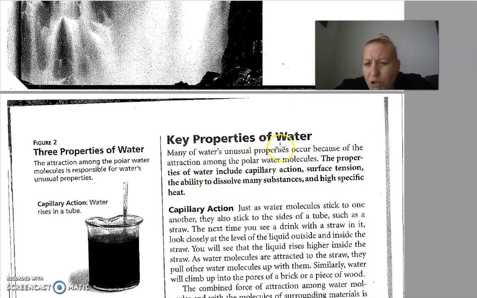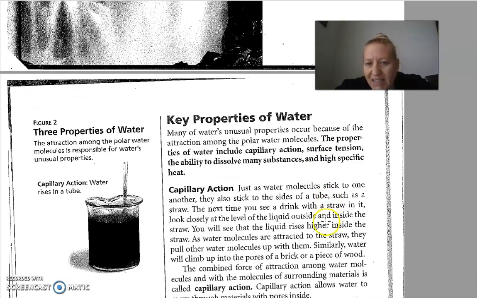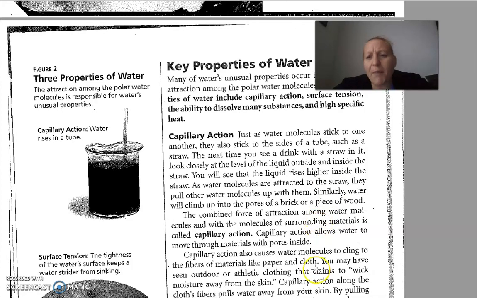Okay, key properties of water. Many of water's unusual properties occur because of the attractions among the polar water molecules. The properties of water include capillary action, surface tension, the ability to dissolve many substances, and high specific heat. So, capillary action. Just as water molecules stick to one another, they can also stick to the sides of a tube, such as a straw.